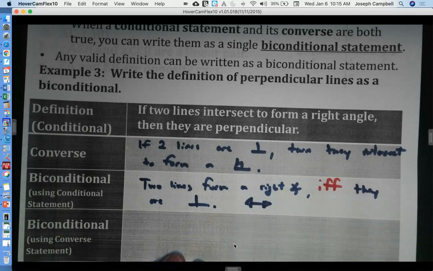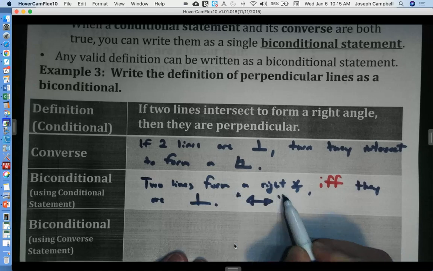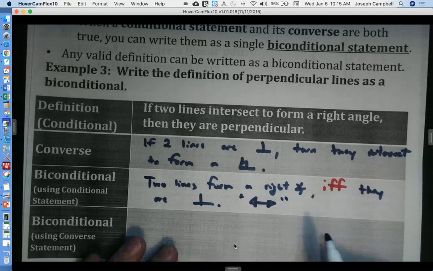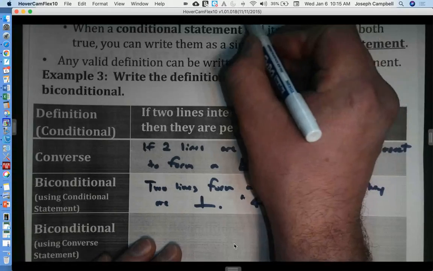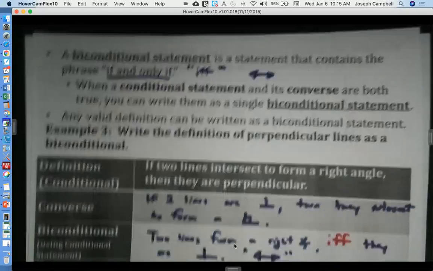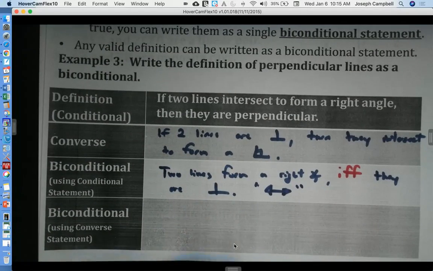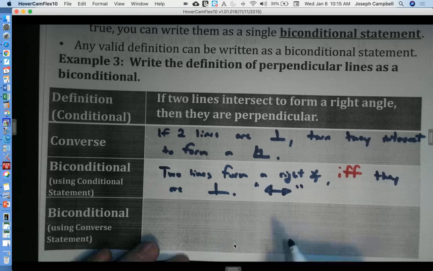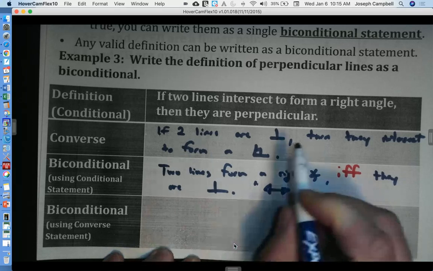That's the symbol for a biconditional right here. That's what if and only if means. It means, basically, it goes both ways. All right, biconditional using the converse as the statement. Okay. That means I put this one first, right?